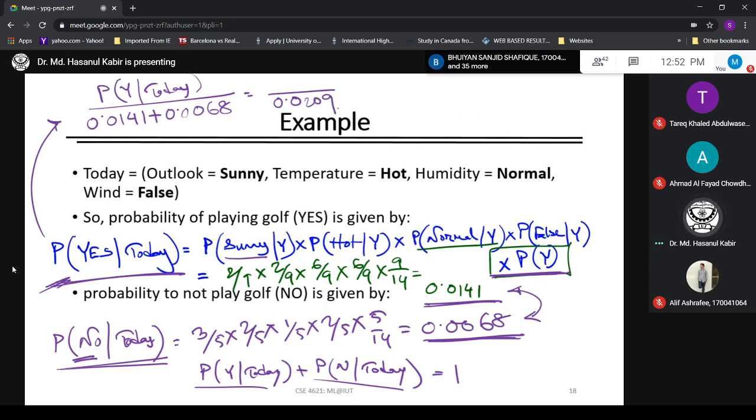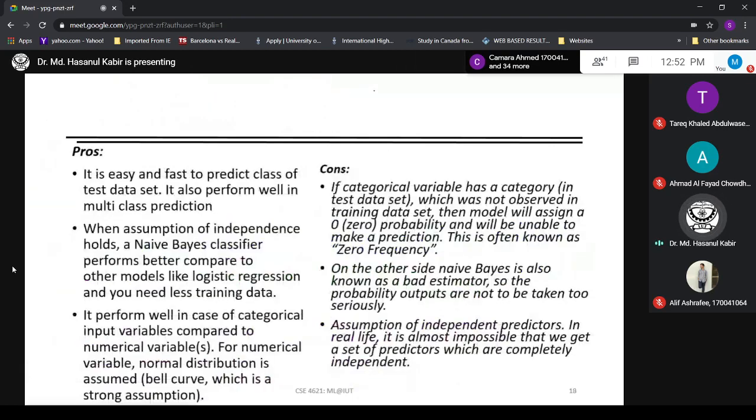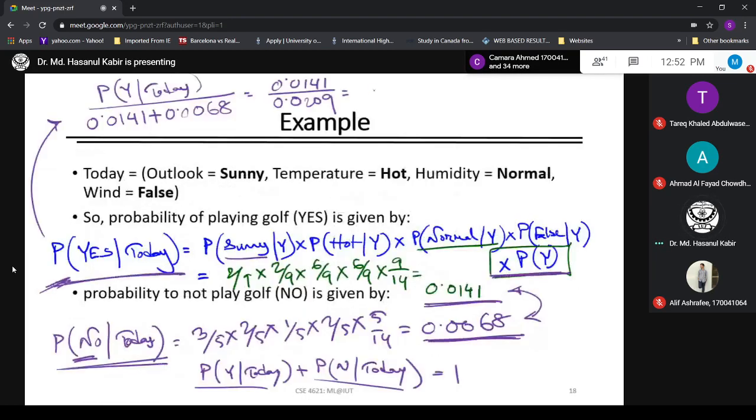0.0209, okay, something like that. So that means if I divide 0.0141 by this value, the value will come to something like 0.67. Okay, this is what it will come to.